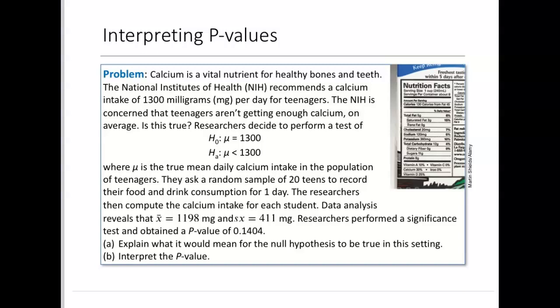And they asked a random sample of 20 teens to record their food and drink consumption for 1 day. And then they compute the calcium intake for each student. Data analysis reveals that X bar, so our sample mean, is 1,198 milligrams with a standard deviation of 411 milligrams. So our sample mean does support the alternative, right? It is below 1,300, but could that just be from random chance? We just happened to get a random sample of 20 teens who were ingesting less than 1,300 milligrams of calcium. Well, they perform a significance test and they get a p-value of 0.1404.